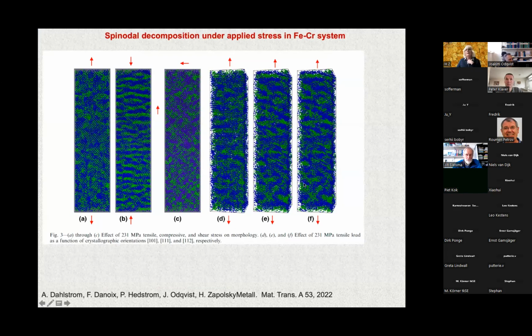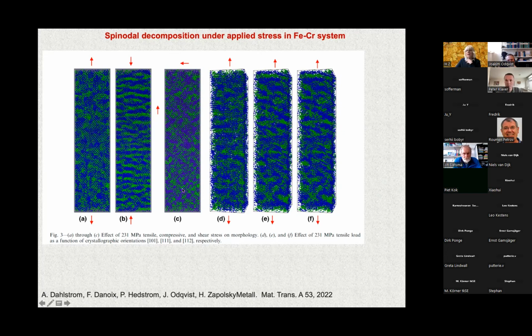We also did this with our colleague from KTH. We also tried to understand the influence of the applied stress on the spinodal decomposition in the iron chromium system. In this simulation, as you can see, we apply different kinds of stress, for example tensile, compressive, shear stress, and in different directions. The different colors represent iron and chromium atoms. And we can see that the answer of the system to the different applied stresses is quite different.